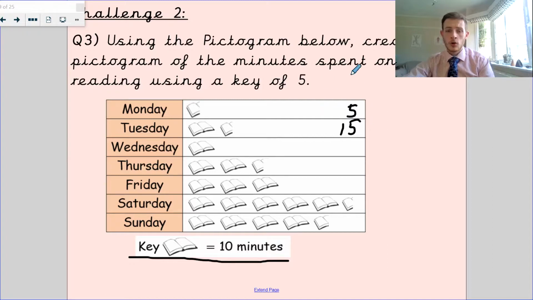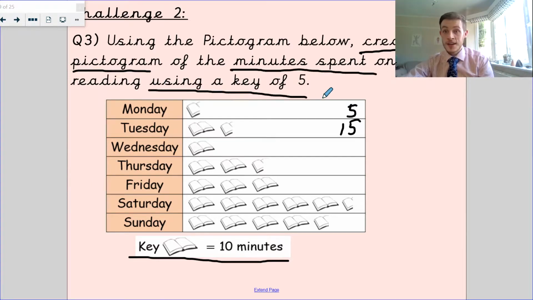Start off by working out all of the totals. Once you've done that, are you ready? This is where it gets challenging. I want you to create another pictogram, but this time the minutes spent reading using a key of 5. So instead of a full book being 10, I'm going to make it so that the key is a full book equals 5. So you won't have any half books because they're all in the 5 times tables, these answers. But I want a full book to equal 5, so you need to redraw this. Okay, it's a tricky challenge, this one.